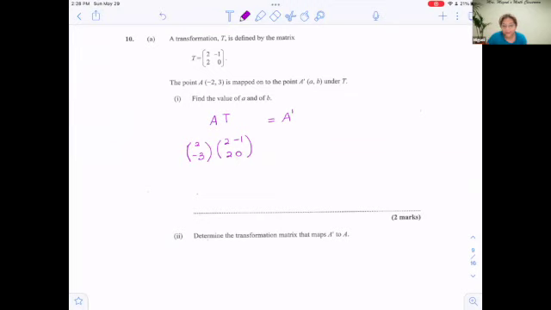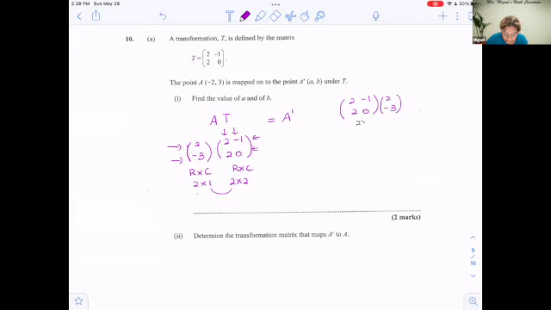The only way for us to decide that is if we write down the order of the matrix. The order is the number of rows by the number of columns. So we have 2 rows by 1 column here, and here we have 2 rows by 2 columns. Therefore, these two numbers must be the same. So we need to put the transformation first and then the point.